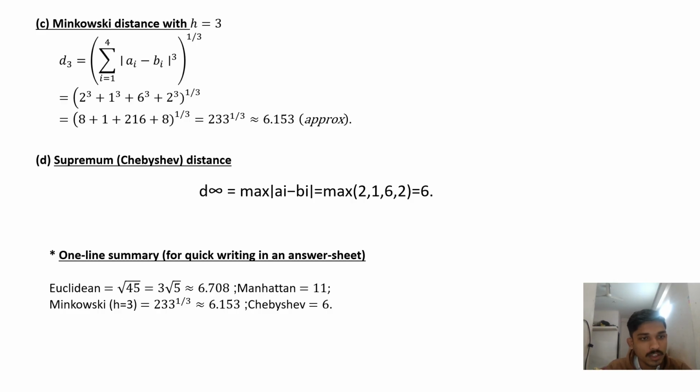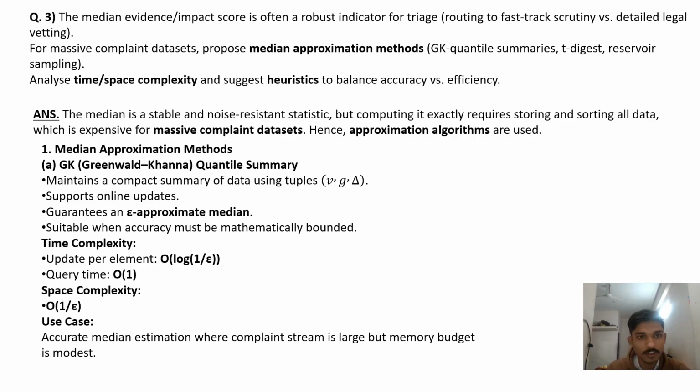6.153. And the last one is supremum distance. We calculate it by taking the maximum of all the absolute differences that we got in the Manhattan distance. So the maximum of 2, 1, 6, 2 is 6, so 6 will be our answer. One-line summary: Euclidean is 6.7, Manhattan distance is 11, Minkowski is 6.153, and supremum, also known as Chebyshev distance, is 6.